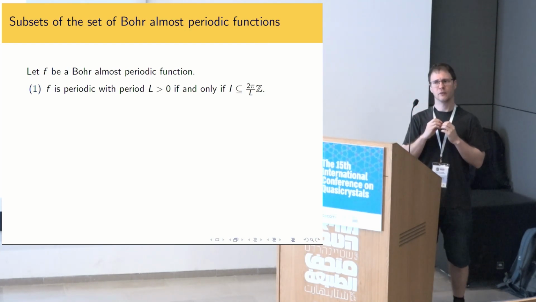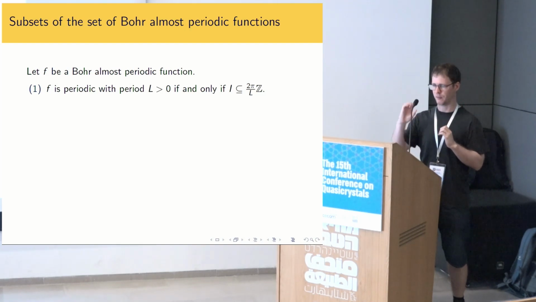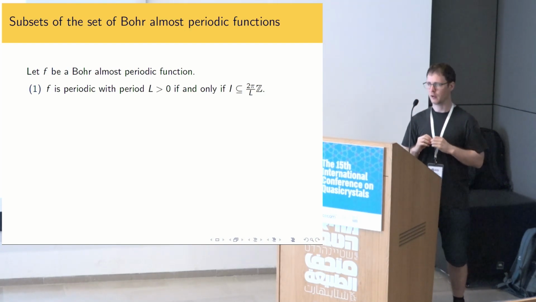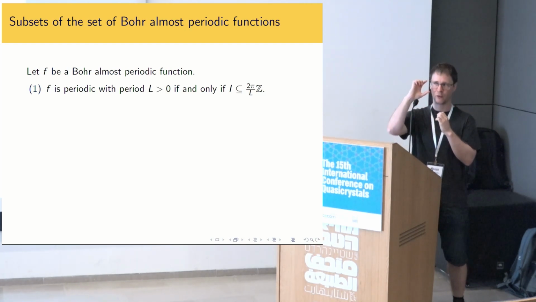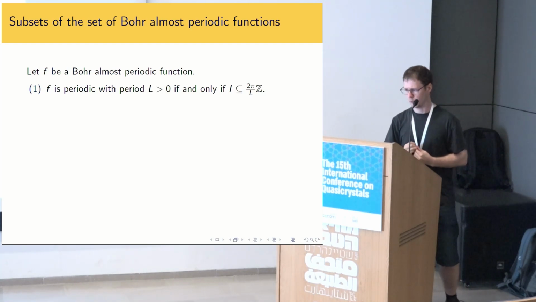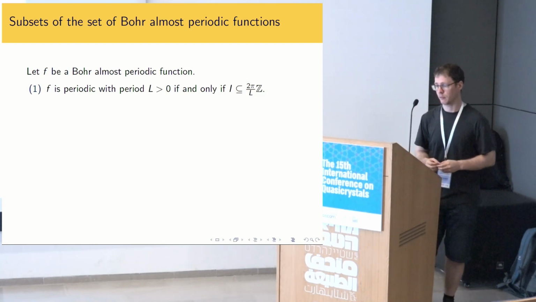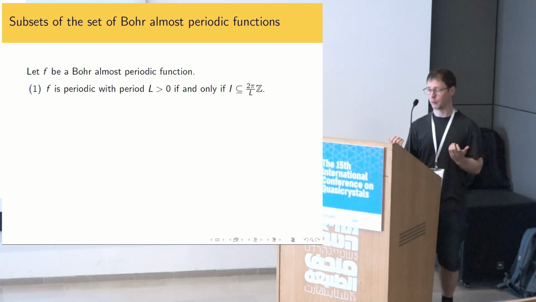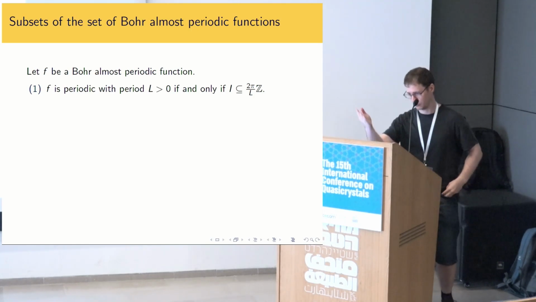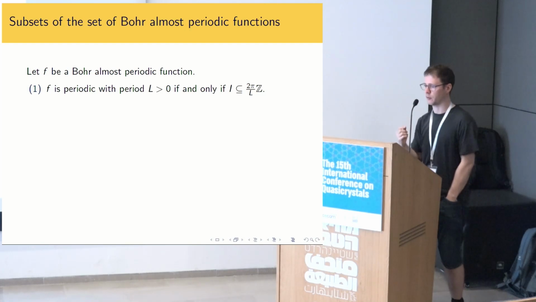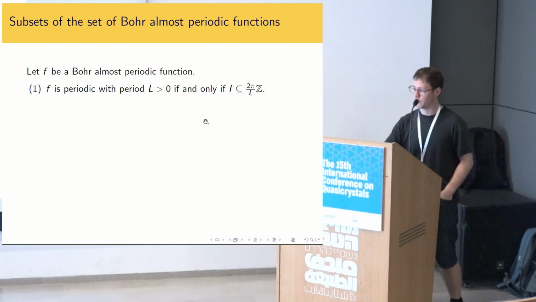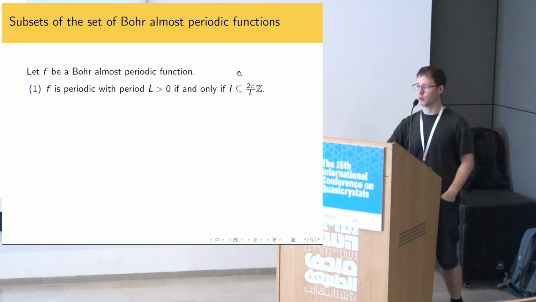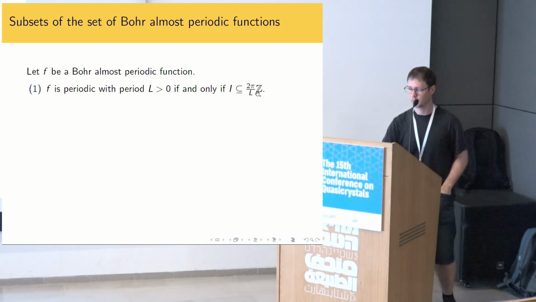There are some interesting subsets of the Bohr almost periodic functions, and some of them can be characterized by the set I, the set of those k for which a_k does not vanish. So, for example, can I characterize periodic functions this way? Yes, we can. Let's assume we have a Bohr almost periodic function, then it is periodic with period L if and only if the set I is a subset of 2 pi divided by L times the integers.